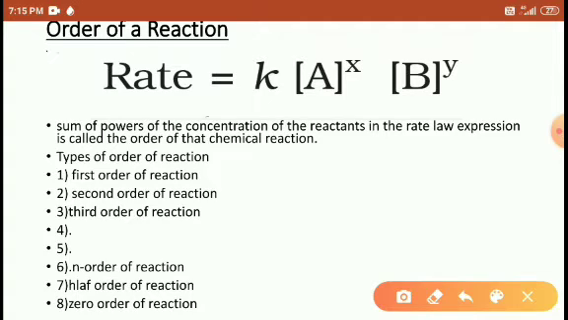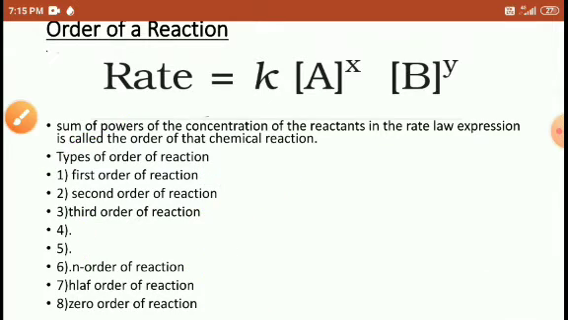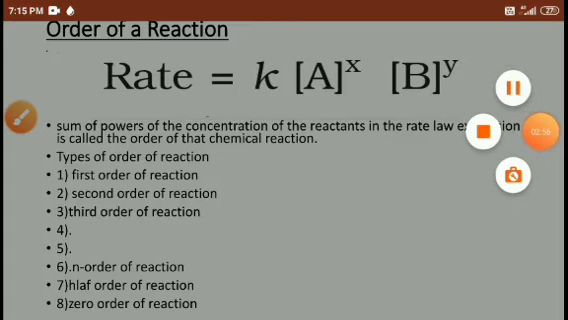Next is the types of order of reaction. Orders of reaction are classified as first order, second order, third order of reaction, and so on, that is, nth order of reaction. After that, half order of reaction and zero order of reaction. We classify them into these types. So let's see them one by one.